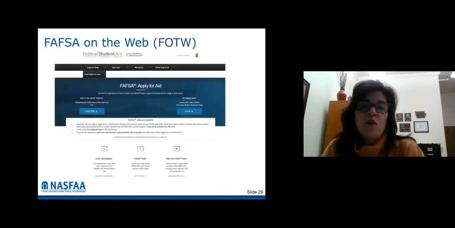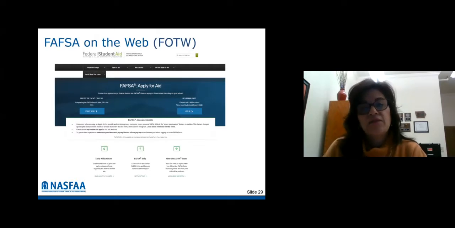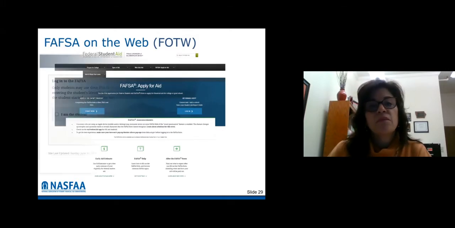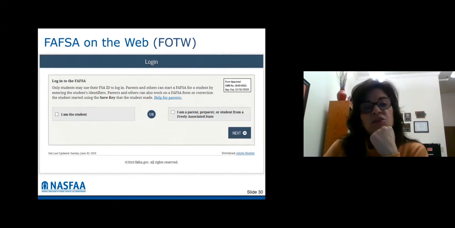This is what FAFSA on the web looks like, just so you know when you get out there. You're going to go to studentaid.gov to get there, and then you'll go to apply for FAFSA on the web. When they log in, they're going to get a login screen right away, and they're going to say they're the student.